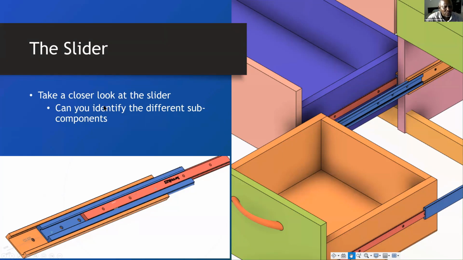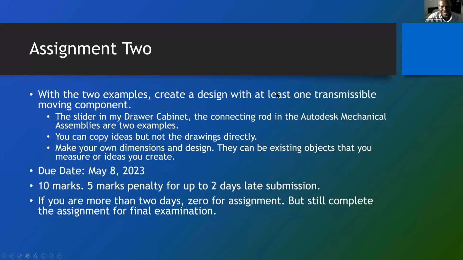So assignment 2, with these 2 examples, create a design with at least one transmissible moving component. You are going to get marks depending on how realistic and complicated your final submission is. If you do something very trivial, then you get a trivial grade. You can copy ideas, but not the drawing directly. Don't be lazy. Copy ideas, but don't copy everything hook, line, and sinker.